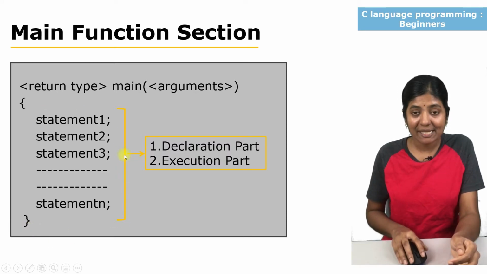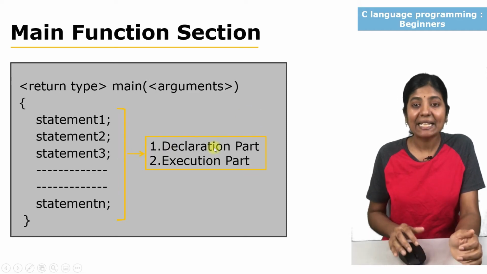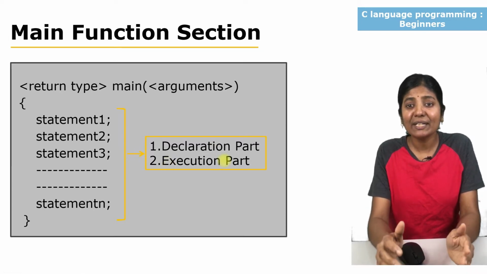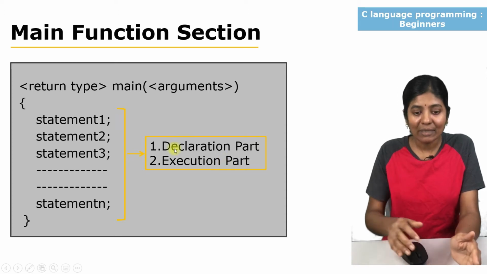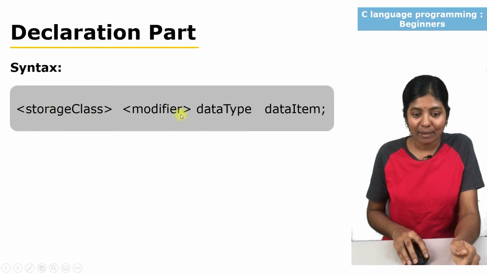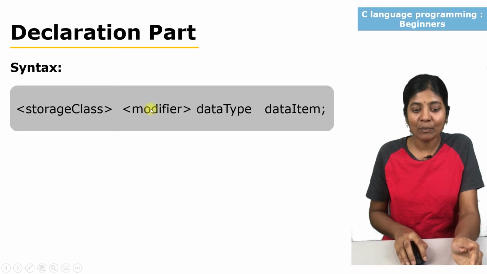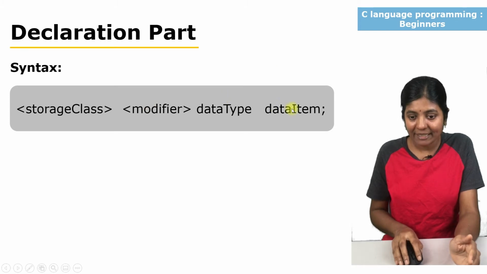This group of statements will be divided into two parts. The first part is the declaration part and the next one is the execution part. And we already know that when we are writing each and every instruction, we must write by following the syntax. Now, let's see the syntax for the declaration part. It will have storage class, modifier, data type and data item. Writing storage class and modifier is optional, but we must write data type and data item.